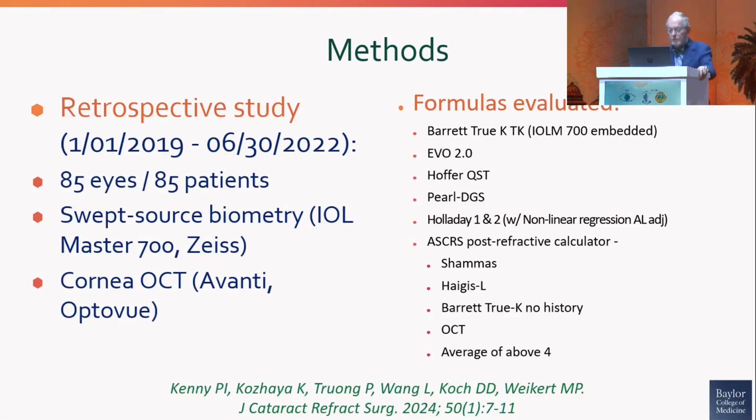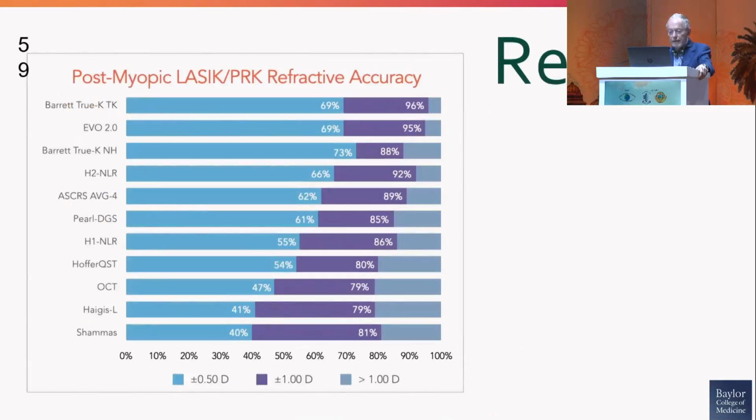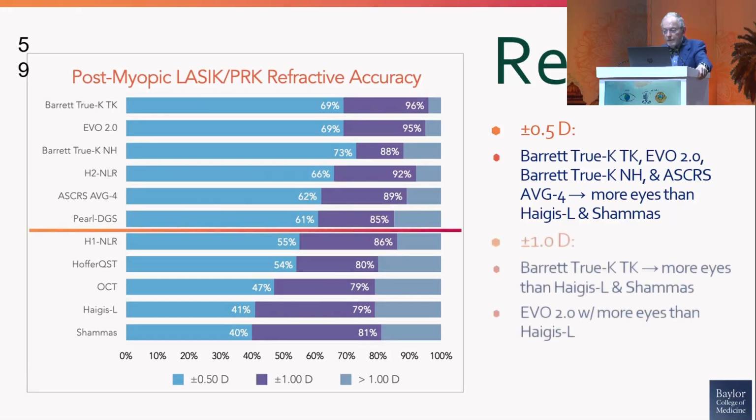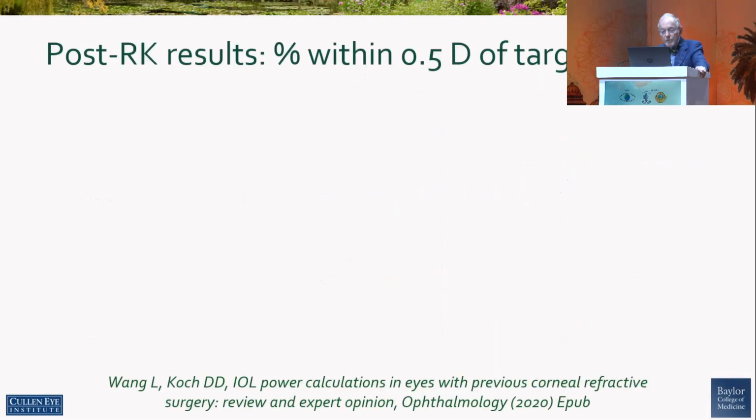We just published a study on 85 eyes, and you can see the formulas we used, all the newest formulas, EVO, Hoffer QST, Pearl DGS, Holladay 1 and 2, and of course the Barrett. And what we found is only the Barrett was actually 73% within a half diopter of target, and every other formula was less than 70%, and that just matches what you heard earlier today. Some of these formulas actually were off by more than a diopter, so you really have to warn your patients about this. Post-RK is even worse.